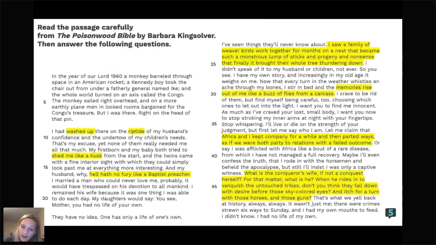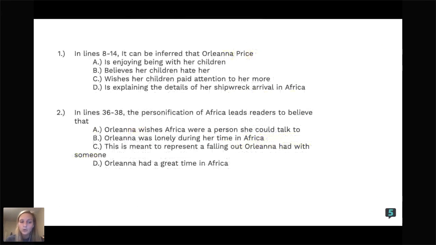Because Africa and I kept company for a while and then parted ways. This could possibly allude to the relationship that Orleana had with her husband, Nathan, because they were pretty much estranged at the end of the book, or at the end of the passage, really, because this passage takes place in one of the final chapters. So that could possibly allude to how Orleana feels about her relationship with her husband completely falling apart.